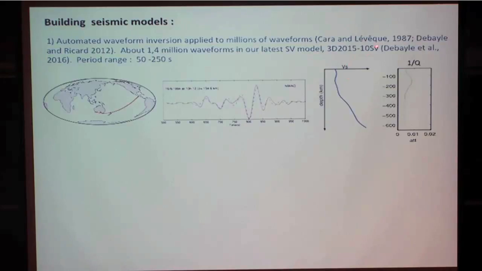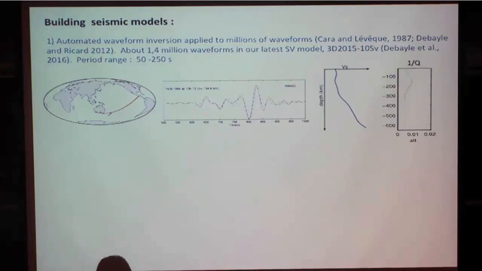It's a nonlinear process, so we use an iterative process to match the waveforms. At each iteration, we compute the inverted shear velocity model and the quality factor model. Then we compute the dispersion curves, for the fundamental mode and the higher modes, and we compute the attenuation curves too. Then we recompute the synthetic seismograms and we iterate.